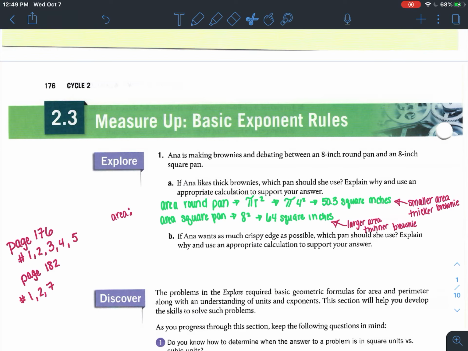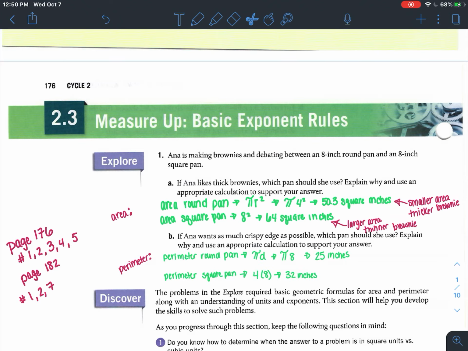Perimeter of a circle is pi times the diameter. And the square pan is just the 4 sides added together. Hopefully that math wasn't anything too difficult for you. So the perimeter of the round pan will be 25 inches. The perimeter of the square pan will be 32 inches.